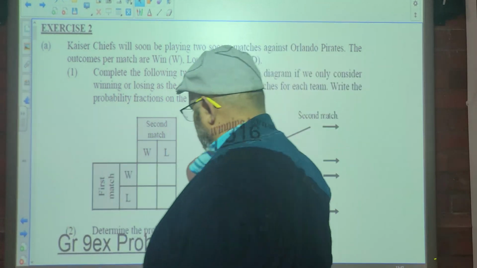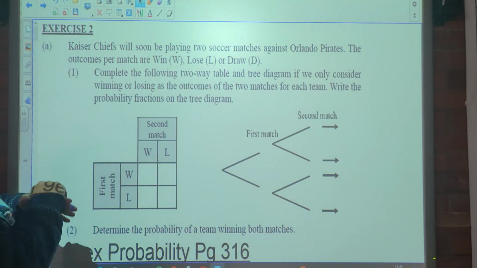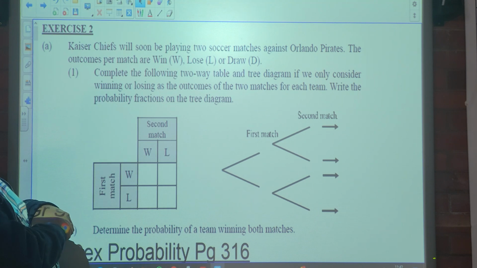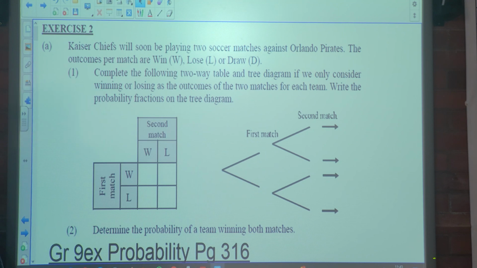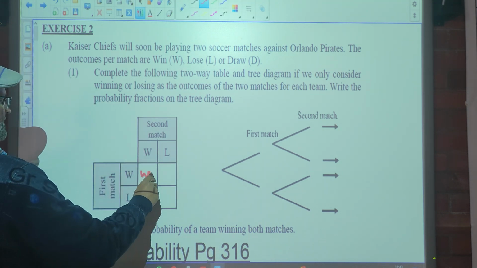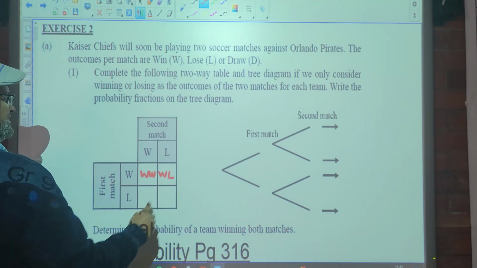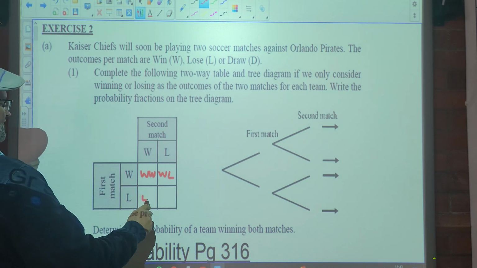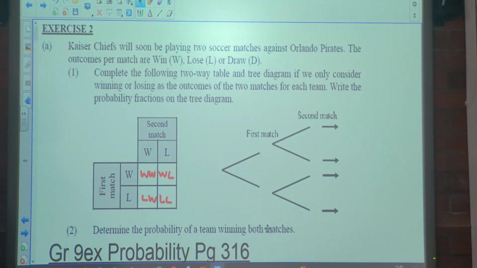Okay. So the question says, complete the following two-way table and the tree diagram if we're only considering winning or losing as an outcome of the 2 matches for each team. Write the probability fraction on the tree diagram. So if he wins, this could be win-win. He wins the first match, wins the second. If he wins the first match, he could lose the second match. Not so? He could lose the first match and win the second match, or lose-lose. You all agree with that?